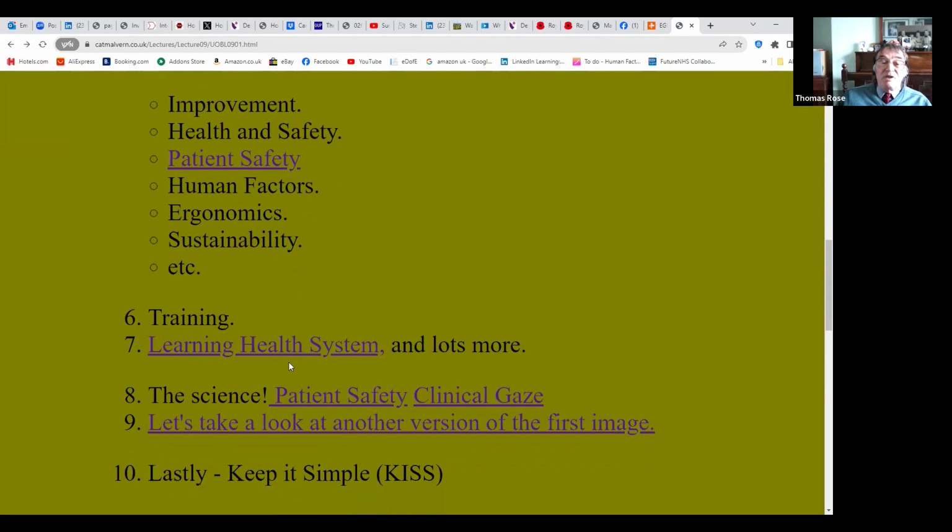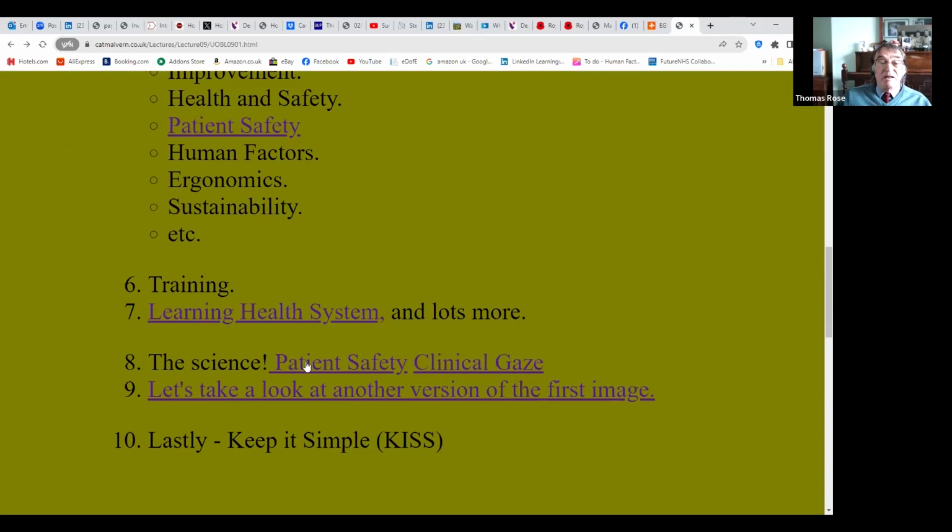Really important is that you can establish a learning health system. Quite a lot of change in the NHS has got to be substantiated by the science. Well, there's not much science around quality management in healthcare because they haven't ever done it before. So the science isn't there at the moment, but no doubt it will come. Let's have a little look at the science.